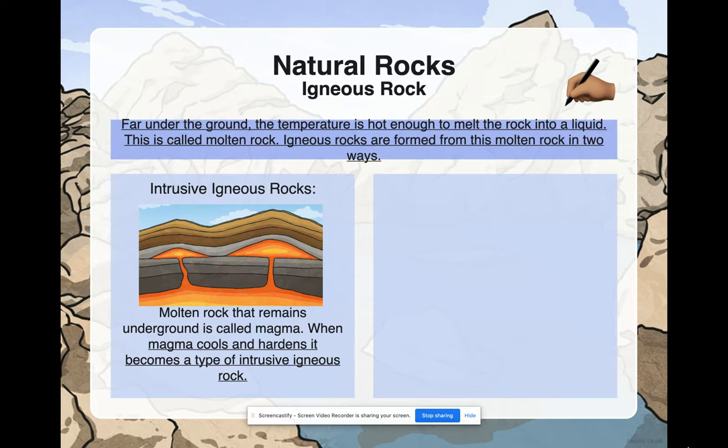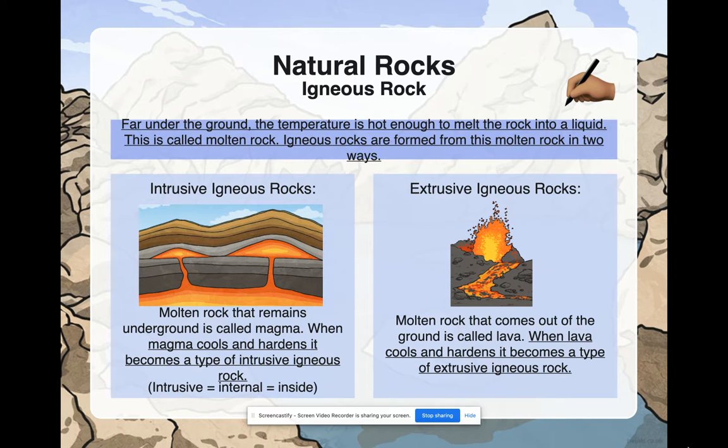So in this particular slideshow, whatever you see underlined, you're going to take that down. So go ahead and write the first top. You're going to write igneous rock, and right underneath, you're going to write: far under the ground, the temperature is hot enough to melt the rock into a liquid. This is called molten rock. Igneous rocks are formed from this molten rock in 2 ways.